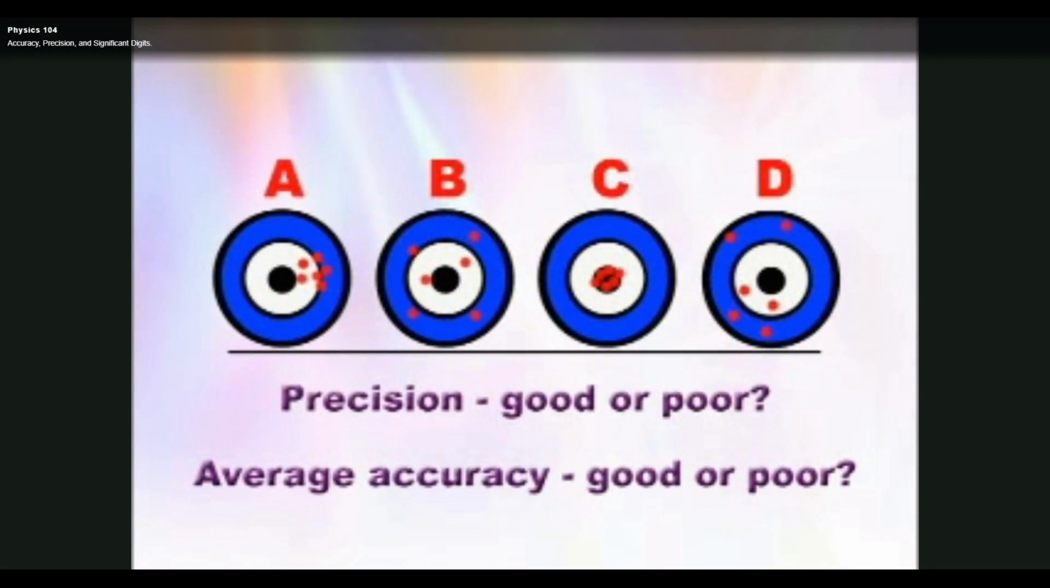Look at these 4 targets. Each has 6 holes, showing where the 6 shots have hit the target. Sketch these in your notes, and for each, choose good or poor to describe the precision and average accuracy of the shots.